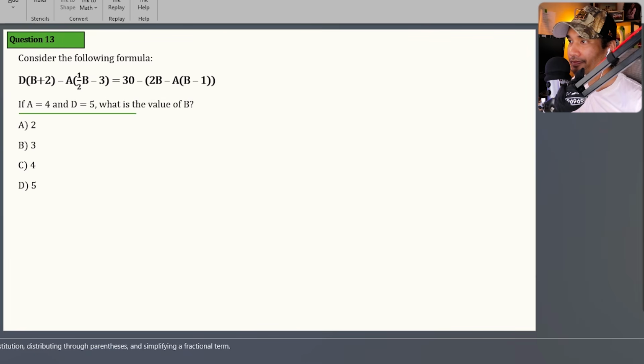Okay. Now, we have more algebra. So for these questions, you see how I'm rewriting them? That's what I would do. Because again, you will have a computer, and they will give you scratch paper, and it'll be very difficult for you to do everything in your head.